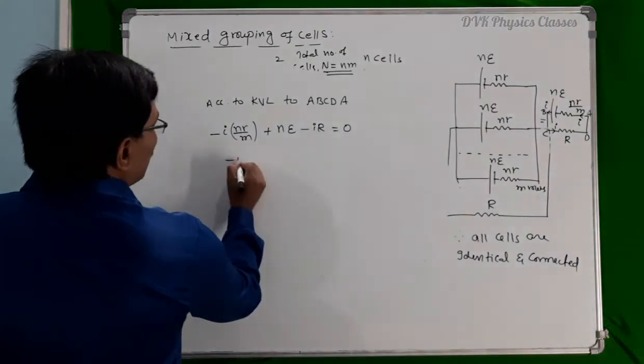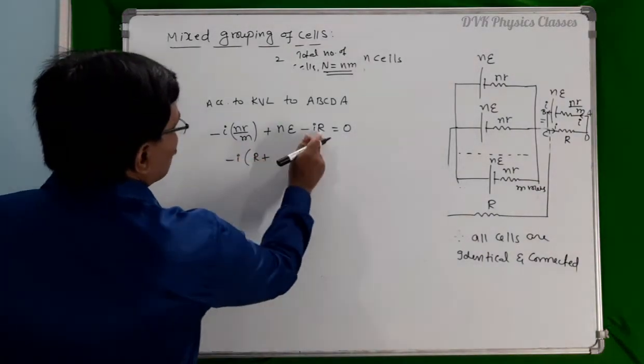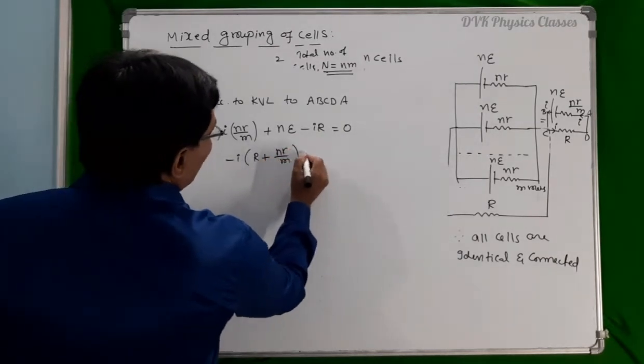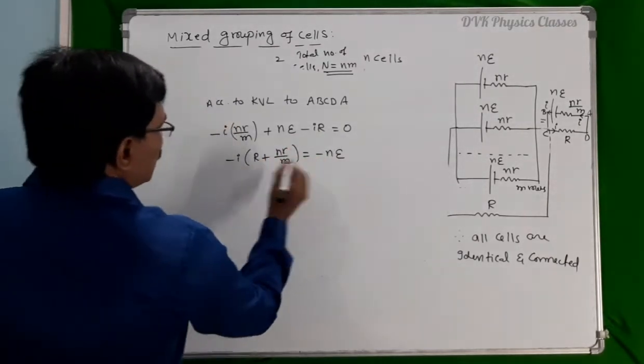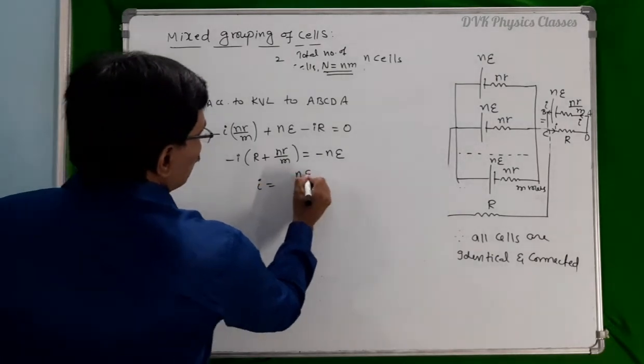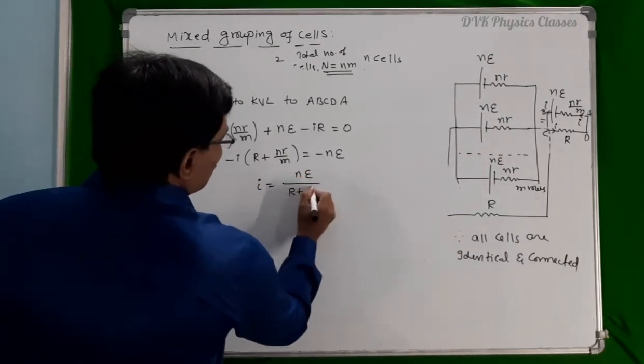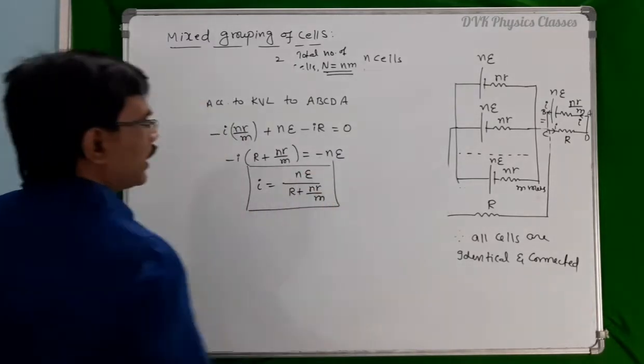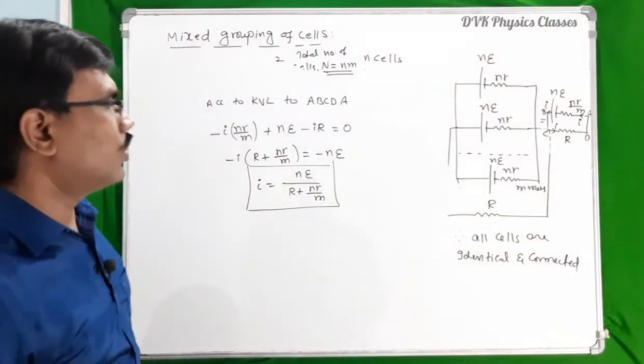Here, minus I is common in both terms, so we get I times R plus nr upon m equals minus nE. From this, I equals nE divided by R plus nr by m. This is the current given by the combination of all those cells.